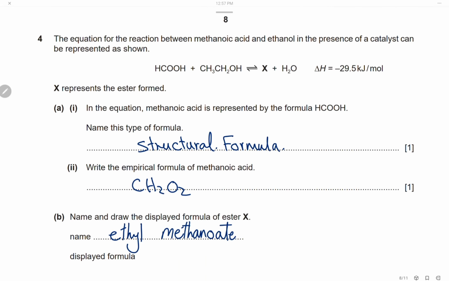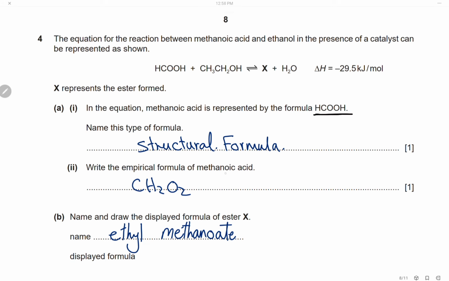Question 4. The equation for the reaction between methanoic acid and ethanol in the presence of a catalyst can be represented as shown, where X is the ester formed. In the equation, methanoic acid is represented by the formula HCOOH. Name this type of formula. This formula is called the structural formula.